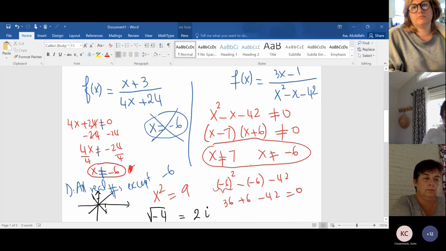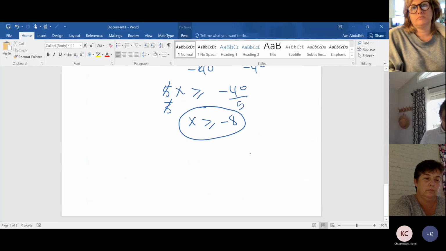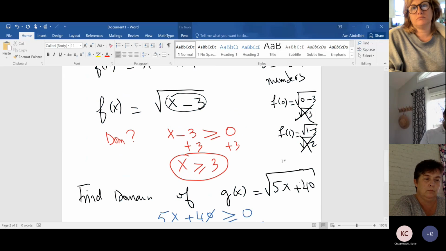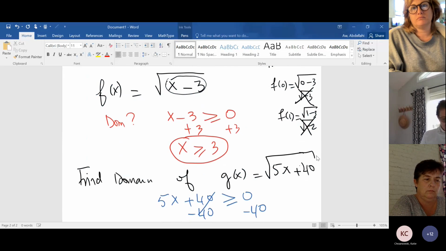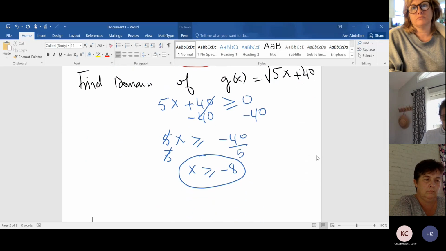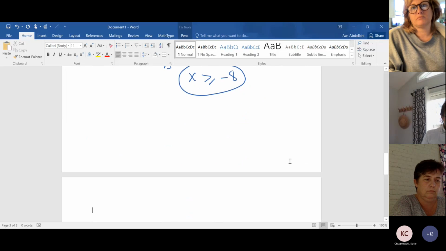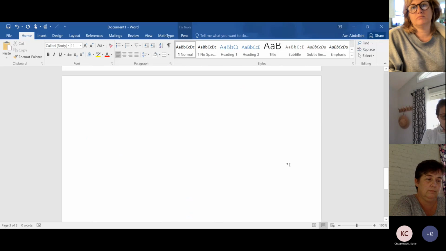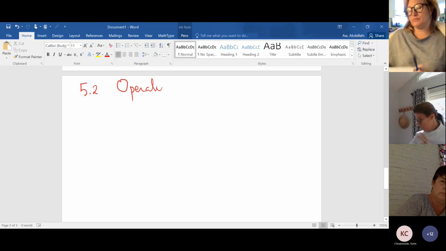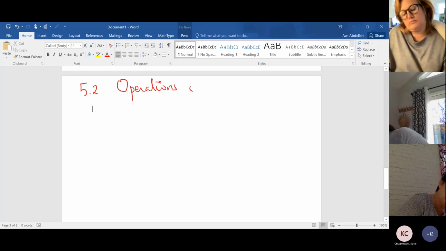In the next section, 5.2, we're going to see operations on functions, some algebra of functions, how to add functions, how to subtract them, etc. You see, it's not very, very hard, right? So 5.2 is operations on functions.